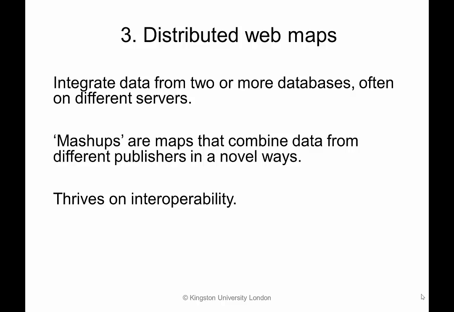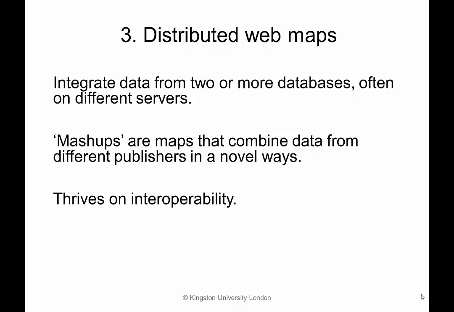Distributed web maps, number 3. These bring data together from 2 or more databases. So it's distributed over multiple sources. These are often on different servers, but they don't need to be. A server is just a computer that's pumping out data, basically.